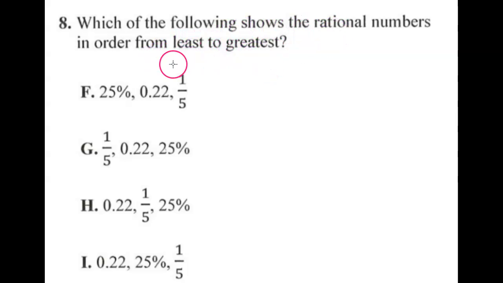Number 8 says, which of the following shows the rational numbers in order from least to greatest? So we're looking for the smallest number to the biggest number, right? So kind of what I talked about on number 7, we have on F, it says 25%. Well, if I have 25%, all I need to do again is move your decimal to the left 2 times, right? 1, 2. That means this is actually 0.25.